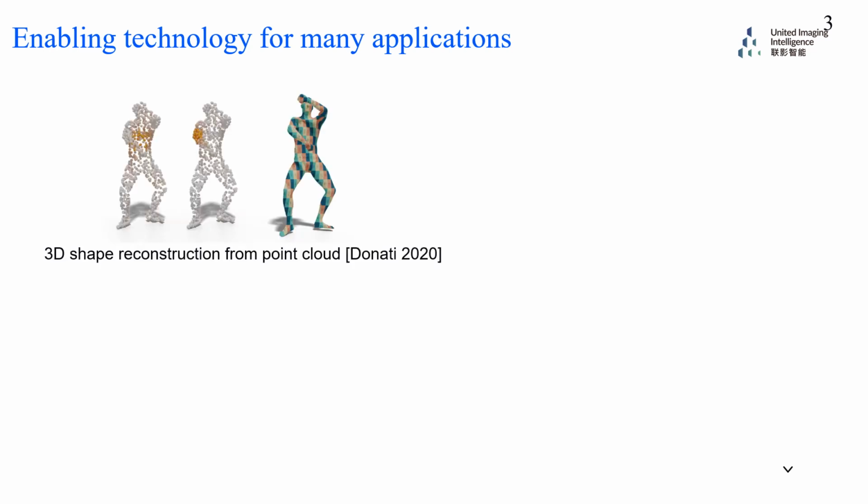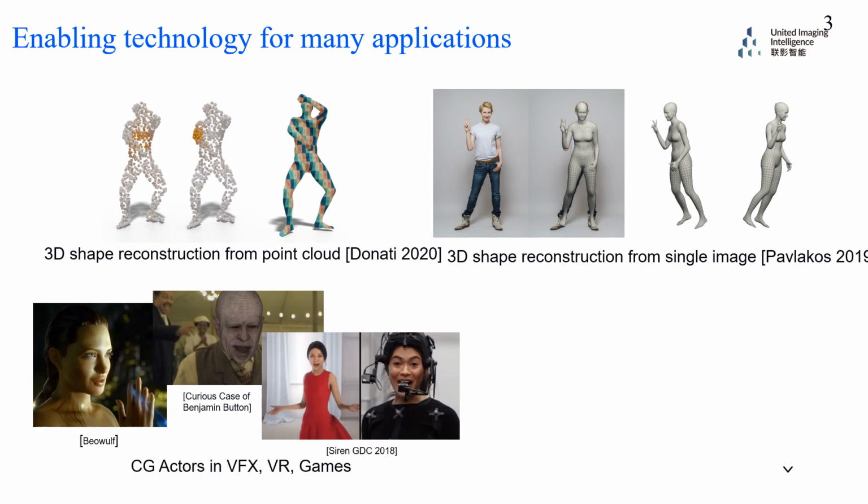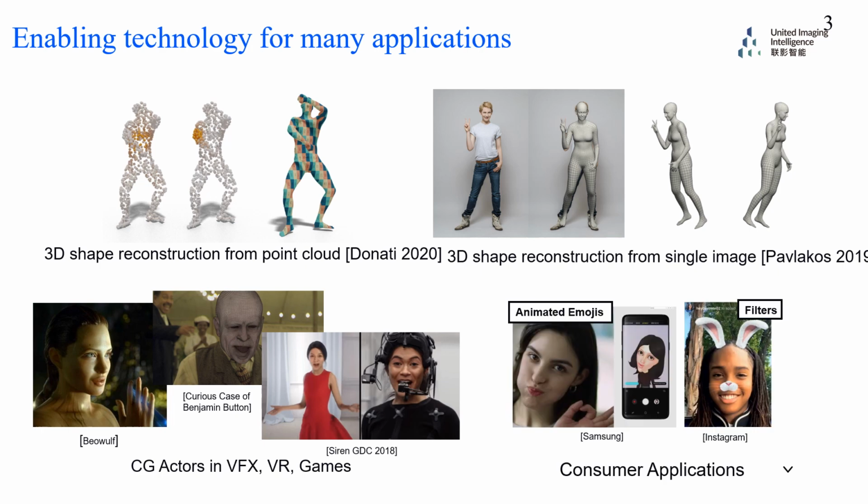3D shape representation can enable technology for many applications. For example, we can do 3D shape reconstruction from point clouds or reconstruction from a single image, and it can be used in CG actors and also consumer applications like Animoji, etc.